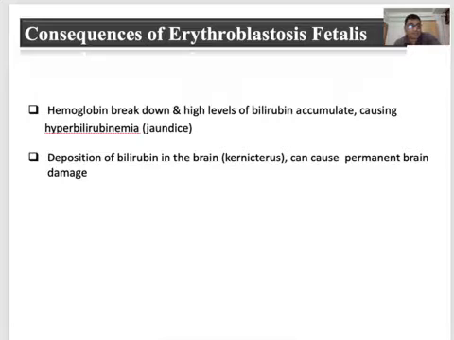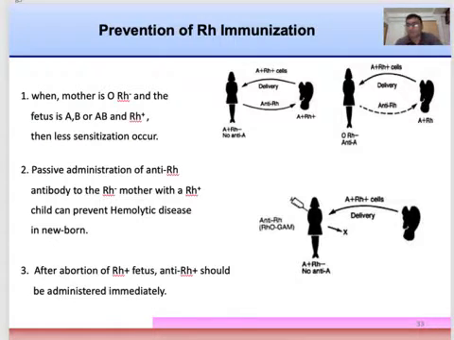Now, how can we prevent this? We understand why erythroblastosis fetalis occurs, which is also sometimes called Rh immunization. So how can we prevent this? In this slide, I'm not going to talk about the treatment. Treatment will be discussed in the next slide. In this slide, we cover how we can prevent this. These are the ways by which we can do this.